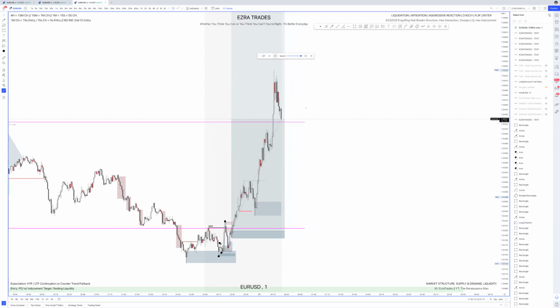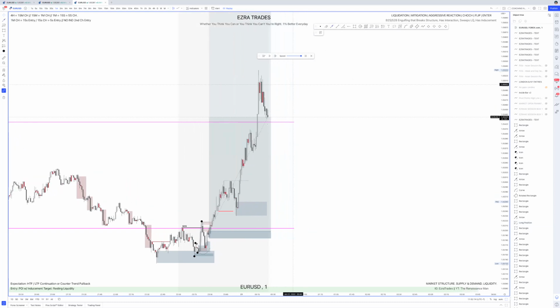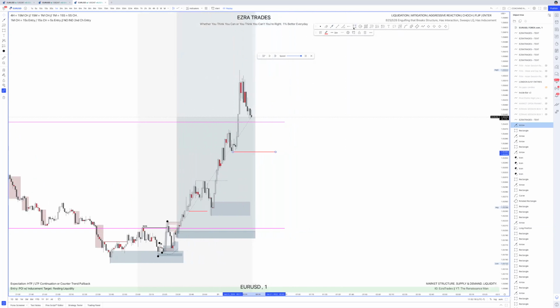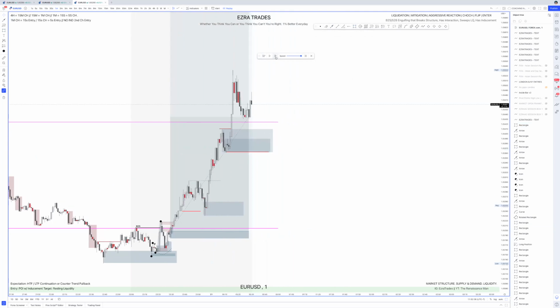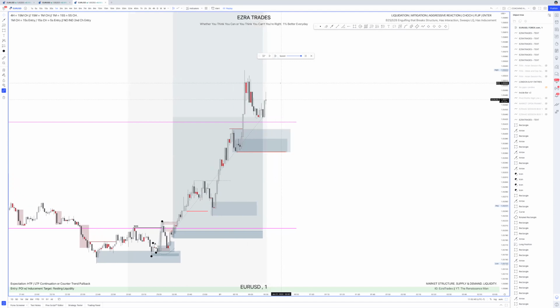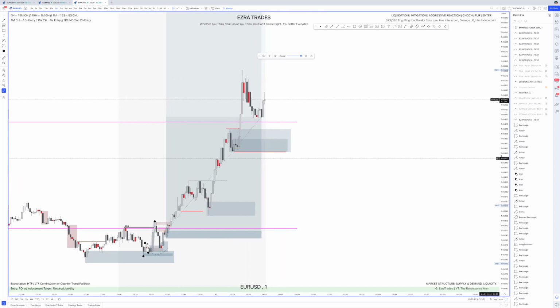Here we have another POI. We have a range here, and we have the break. We can look for something in here potentially. Let's see what happens on the 1-minute time frame. This range is also, we can say, a 5-minute zone. Now here's another entry that I took.